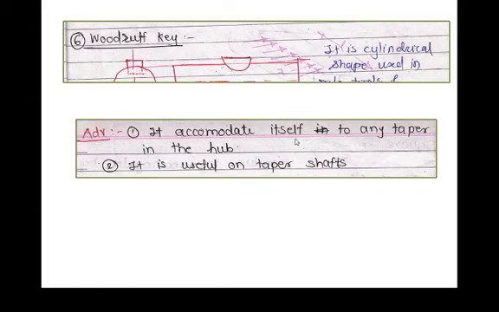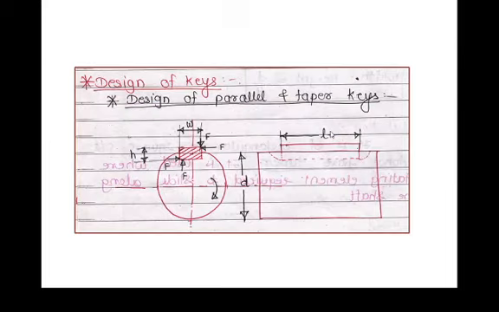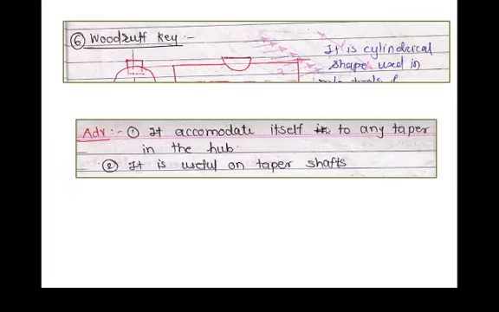Then the next one is the Woodruff key. This has a special cylindrical type of portion. It accommodates itself to any taper in the hub, and it is useful for tapered shafts. Now this is the discussion regarding the different types of keys and the empirical relations. Thank you.